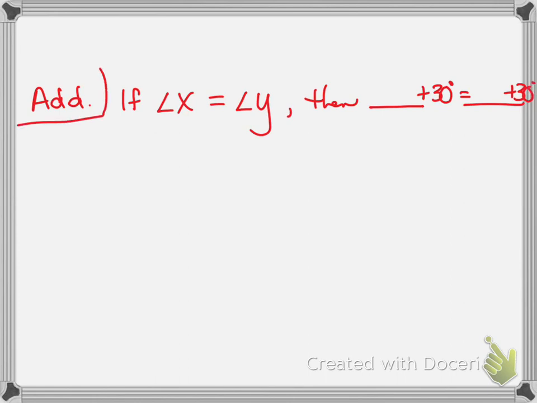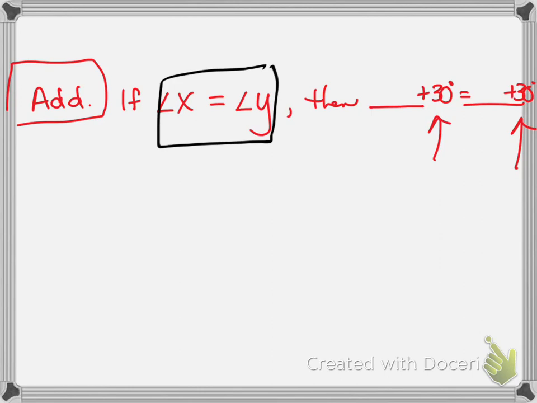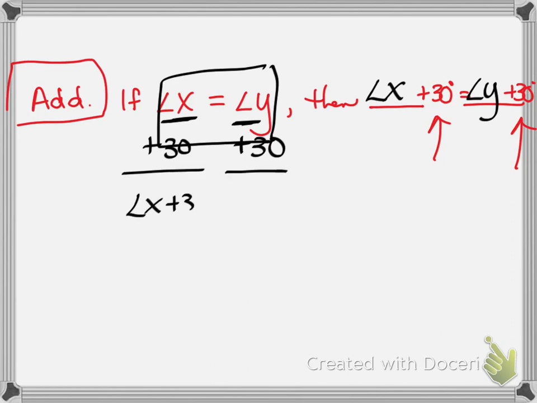So addition property says they're going to add something to both sides, and they did. But this still has to show up. This still needs to be on the left, and this still needs to be on the right. So they added 30 degrees on both sides, and they still get angle X plus 30 equals angle Y plus 30. Hopefully that's making more sense. If not, please come and see me.